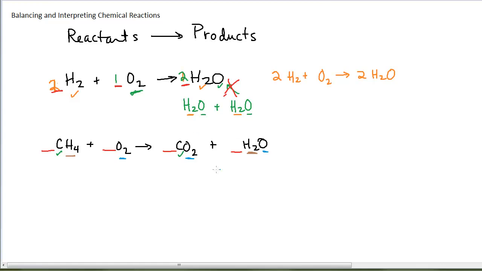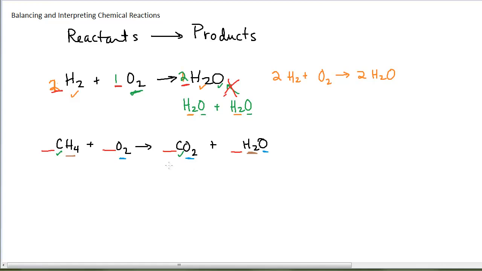Notice that oxygen shows up in 2 different places here on the right-hand side of the arrow. That makes it harder to balance. And anything that's difficult to balance, you want to save for last. Essentially what usually ends up happening is that the hard ones to balance end up getting balanced before you're finished. By balancing the easy ones, often the hard ones get balanced in the process.